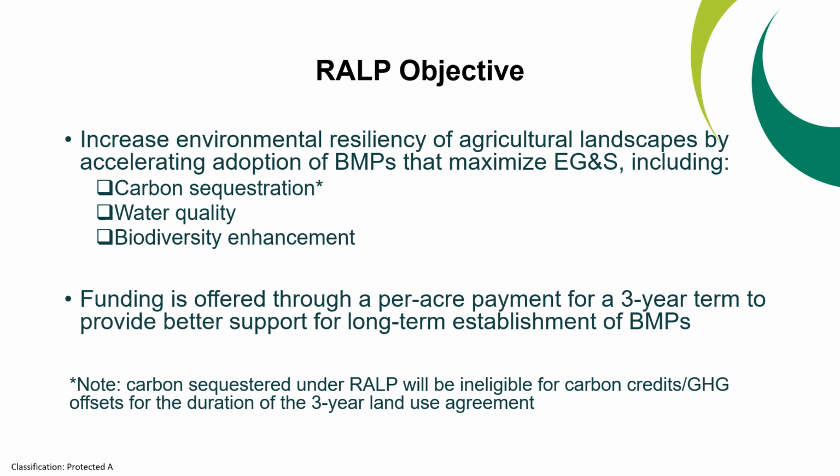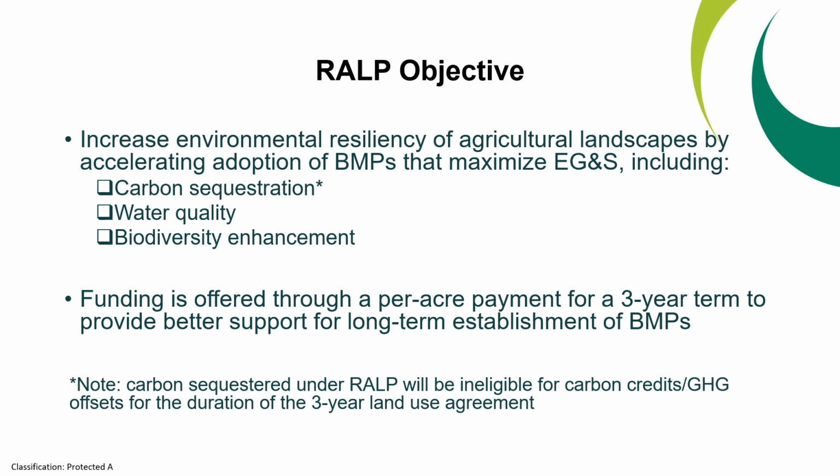So the objective of RALP is to increase environmental resiliency of agricultural landscapes by accelerating adoption of beneficial management practices that maximize ecological goods and services. This includes natural benefits such as carbon sequestration, improved water quality, and biodiversity enhancement.